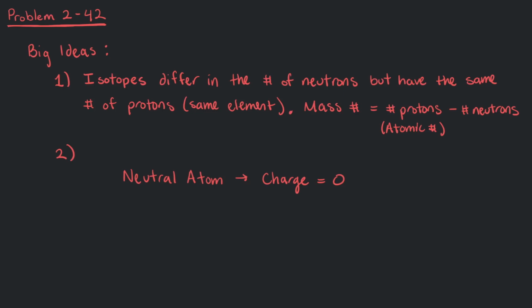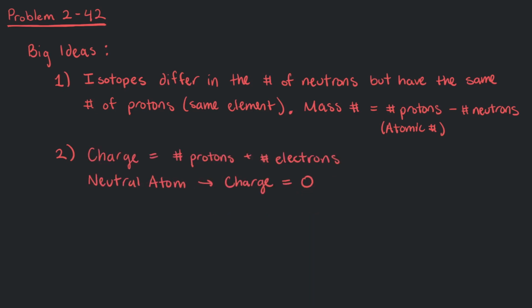By subtracting the atomic number from the mass number, we can find the number of neutrons. Second, in a neutral atom, the number of protons equals the number of electrons. This balance is crucial for understanding the atom's overall charge. Let's take a quick peek at part B to check for understanding.